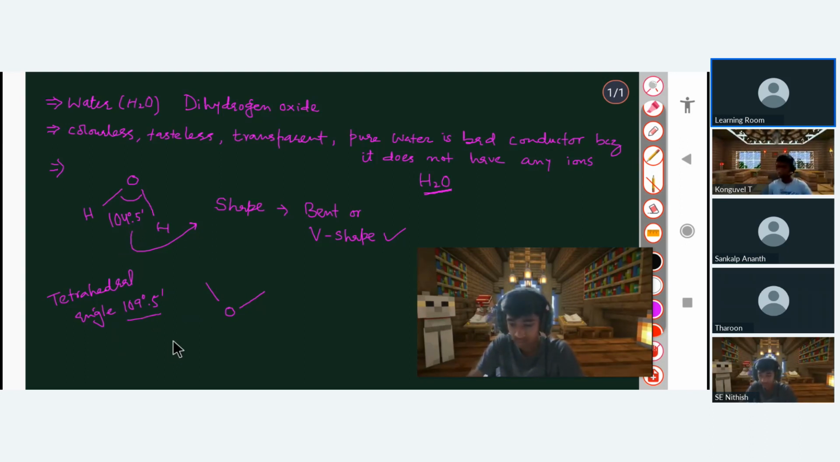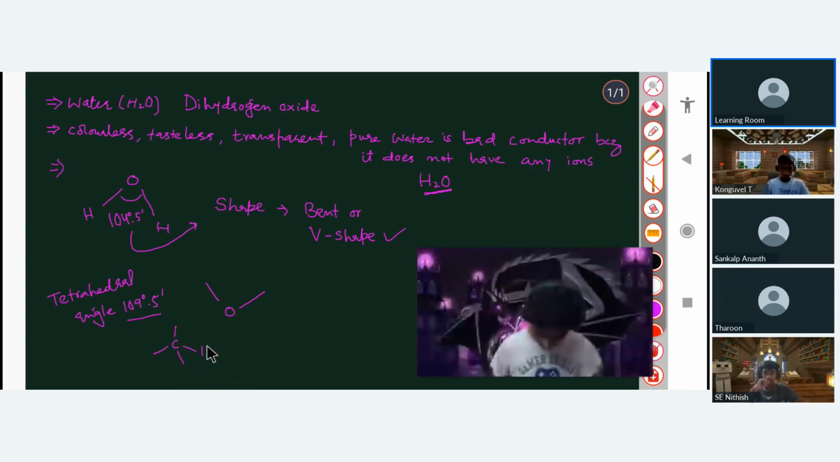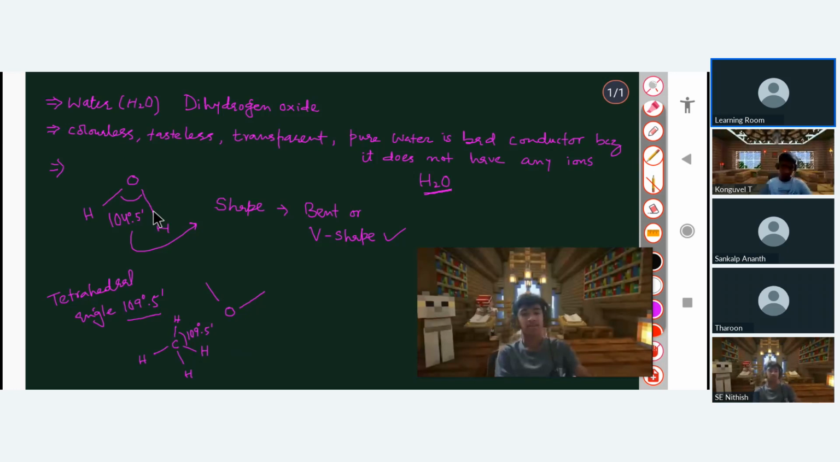The tetrahedral angle is present in methane. Do you know methane? That is CH4. In case of methane, the angle is the tetrahedral angle, that is 109 degree 5 minutes. So you can compare with this: in case of methane CH4, the angle is 109.5 degrees, but in case of water, it is less than 109 degree. It is only 104.